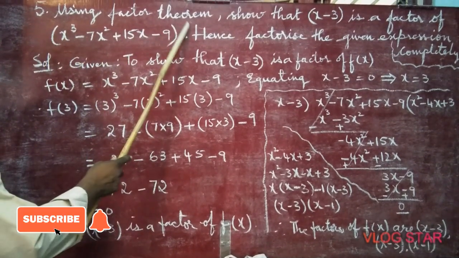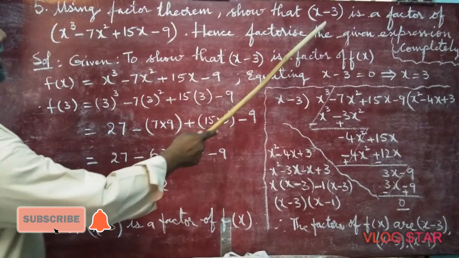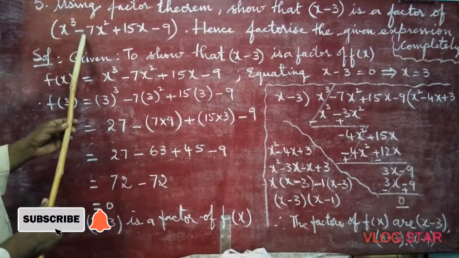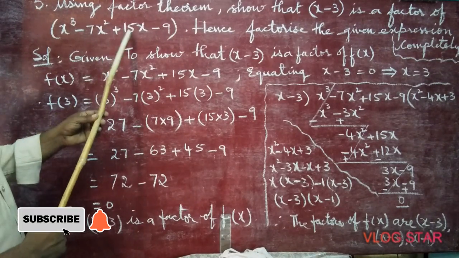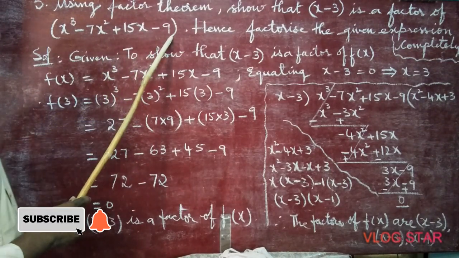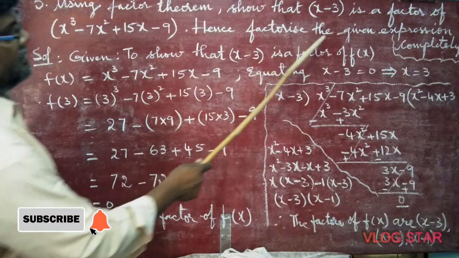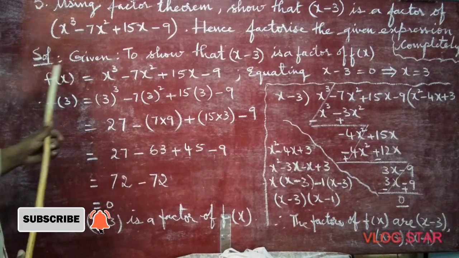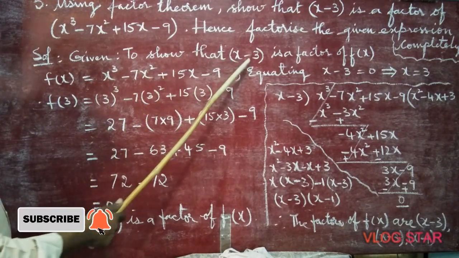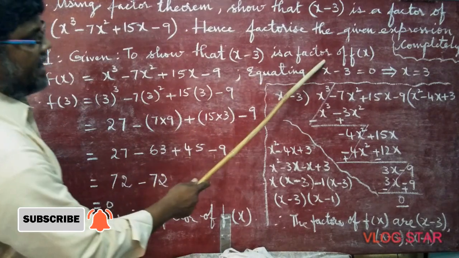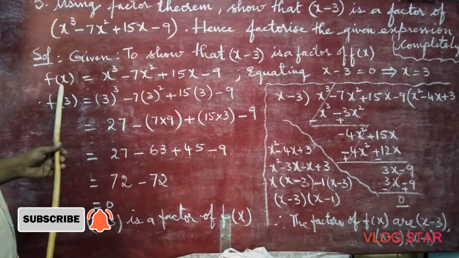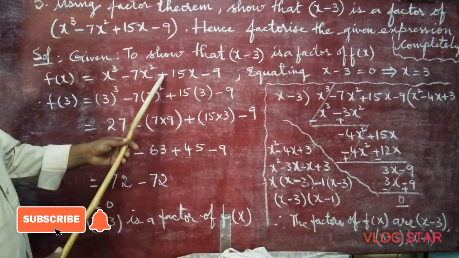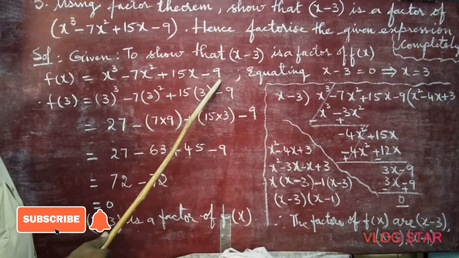Problem using factor theorem. Show that x minus 3 is a factor of x cube minus 7x square plus 15x minus 9. Hence factorize the given expression completely. Solution: given to show that x minus 3 is a factor of f of x. f of x is equal to x cube minus 7x square plus 15x minus 9.